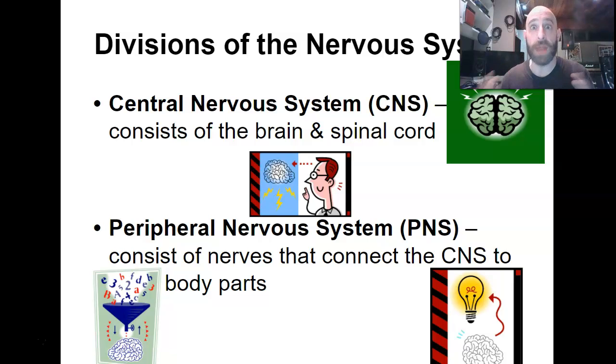So you've all heard of spinal nerves before, right? So your spinal cord goes down your vertebral column, and then it branches off, and we have spinal nerves that go off to the different muscles in your body and the different glands and organs, and that is how our body communicates with our brain.